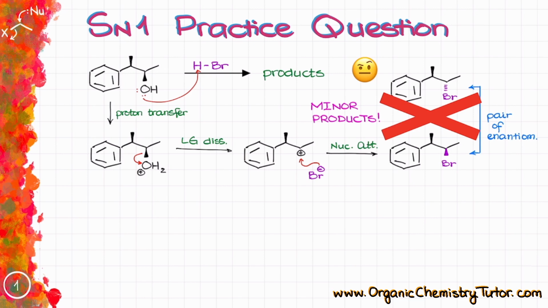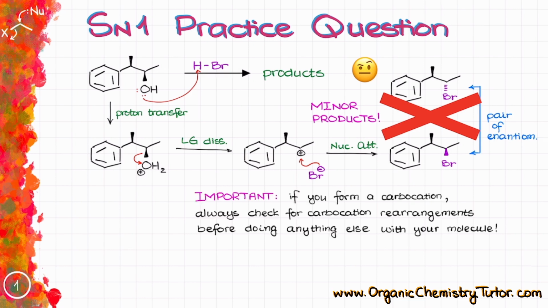So what's going on here and where did we go wrong? If you form a carbocation intermediate, you always have to first check for possible carbocation rearrangements. The thing is, if a carbocation can rearrange to give you a more stable carbocation, it absolutely will.